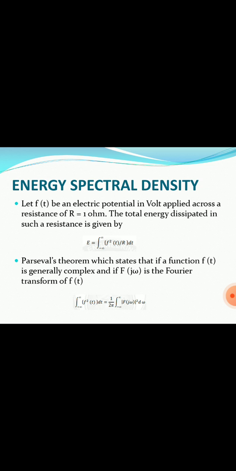Here the function f(t) is generally a complex number. The Fourier transform of f(t) is F(j omega). By Parseval's theorem, we can get integral from minus infinity to infinity of f squared(t) dt equal to 1 by 2 pi integral from minus infinity to infinity of the modulus of F(j omega) the whole squared, d omega.